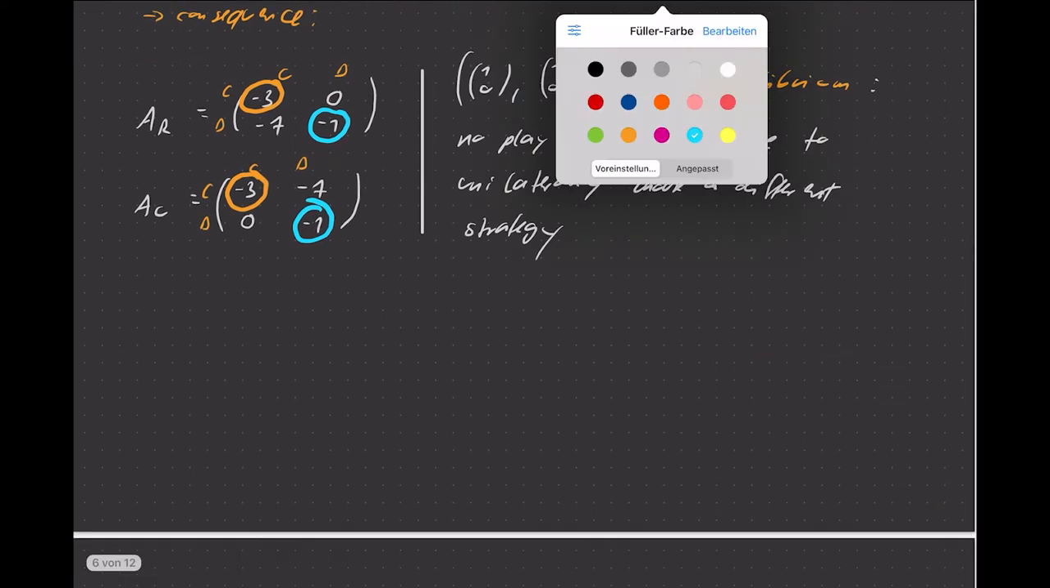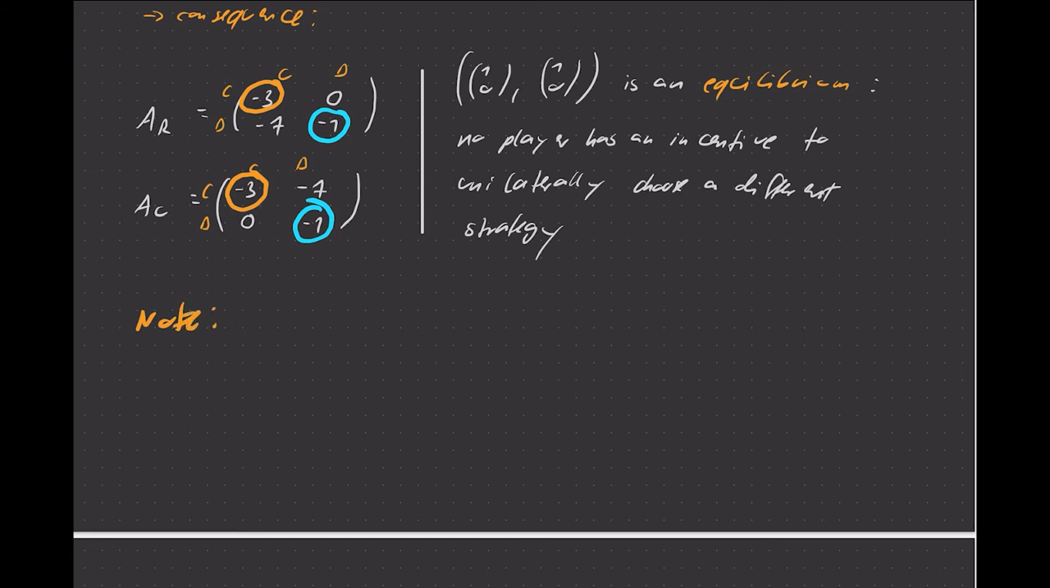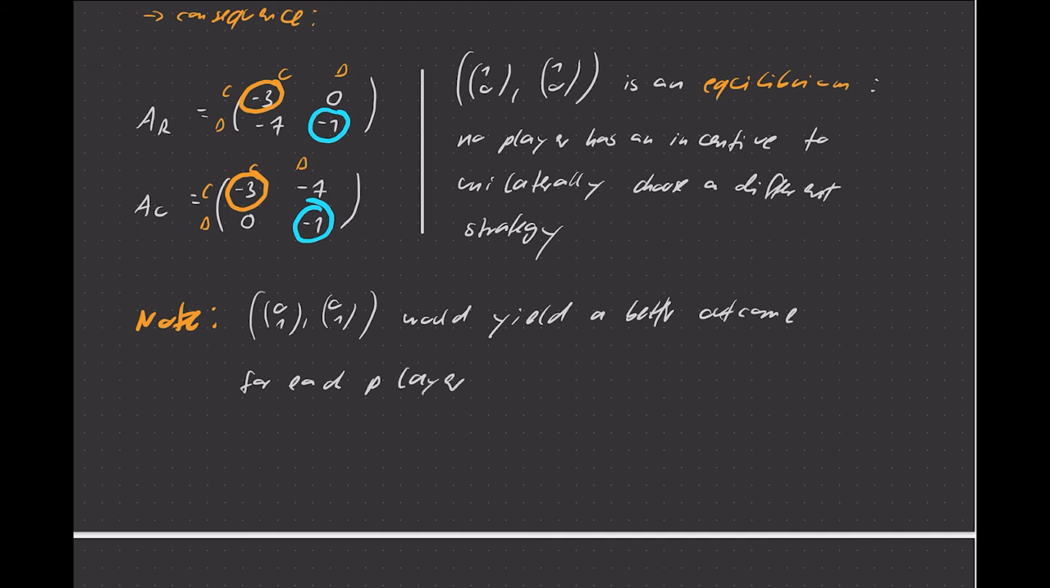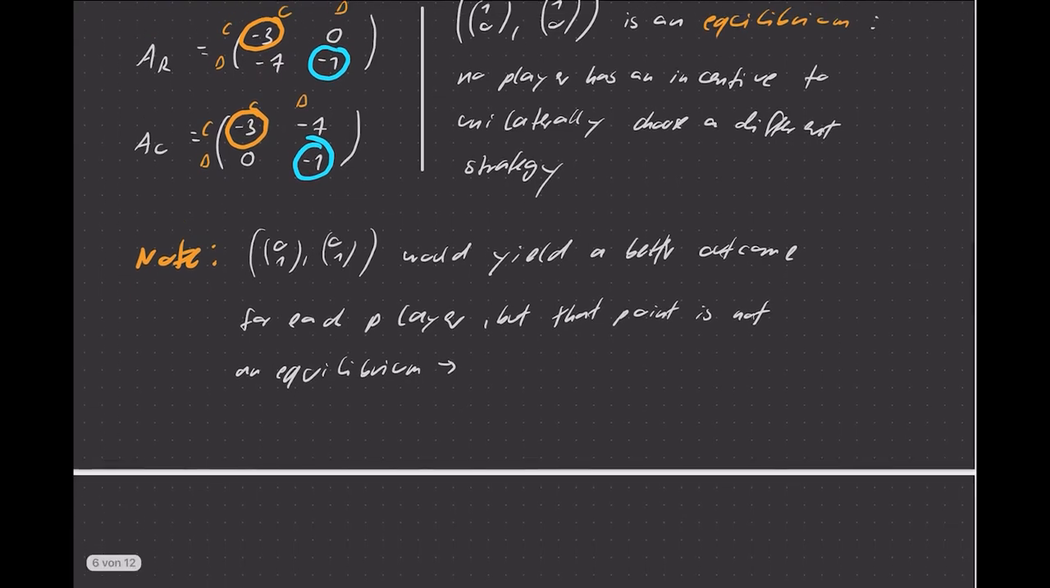Okay, so notice that this might be an even better outcome. So choice of deny, deny would yield a better outcome for each player, not just for the society as a whole, but for each player. But that point is not an equilibrium. And that means each player has an incentive to change his or her strategy.